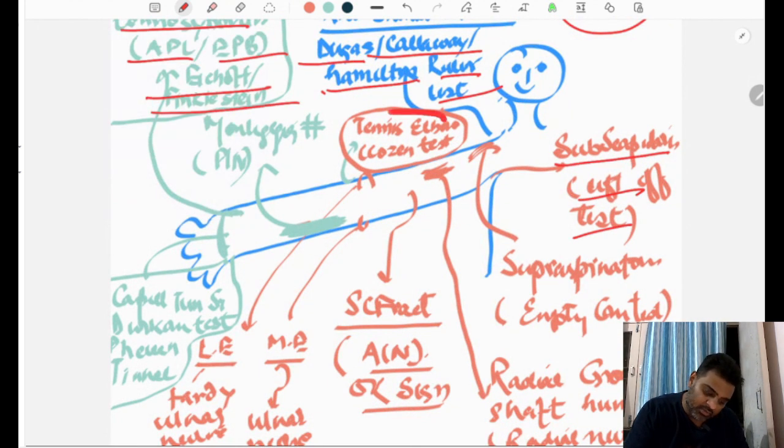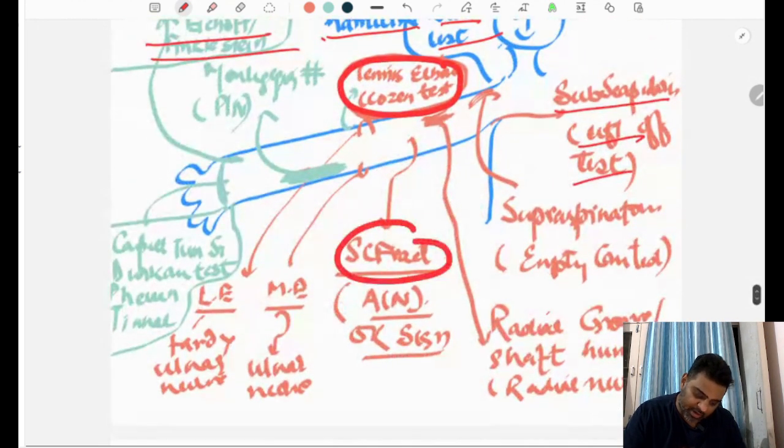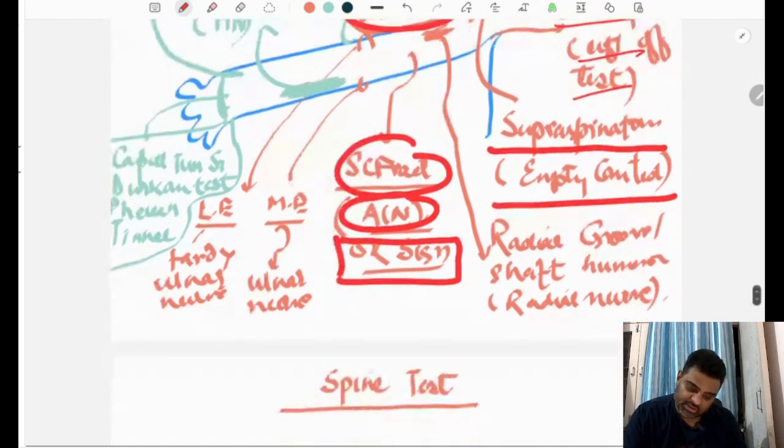Then in tennis elbow, we have Cozen's test. In supracondylar fracture, we have anterior interosseous nerve. Then we have OK sign. Supraspinatus, we have empty can test, already explained. These all are the question.